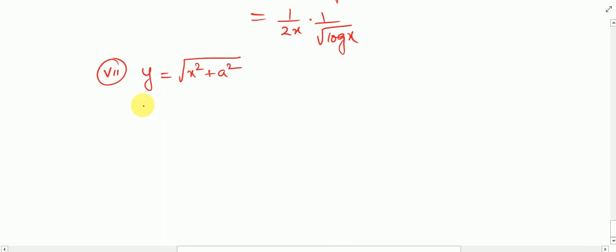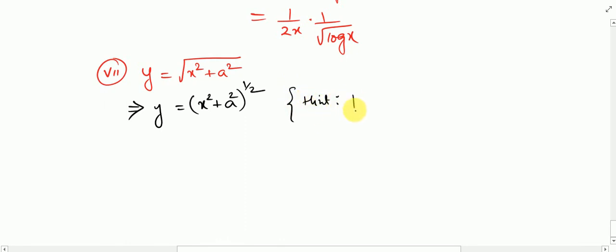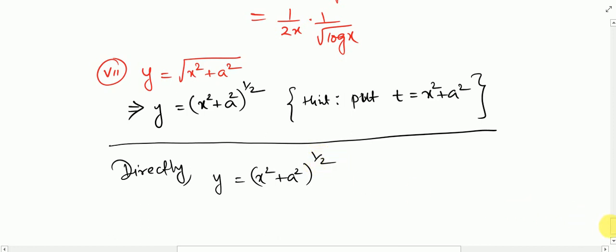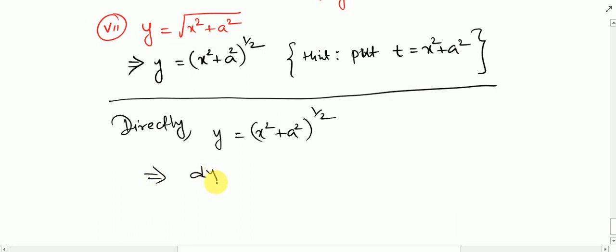See question number 7. This question can be written like this: y equal to x square plus a square to the whole power half. Now you can use chain rule, and for that I will give you a hint. Put t equal to x square plus a square, then complete it by yourself. Directly, if you want to do it, then you write y is equal to x square plus a square to the whole power half, differentiate both the sides, then copy this one.